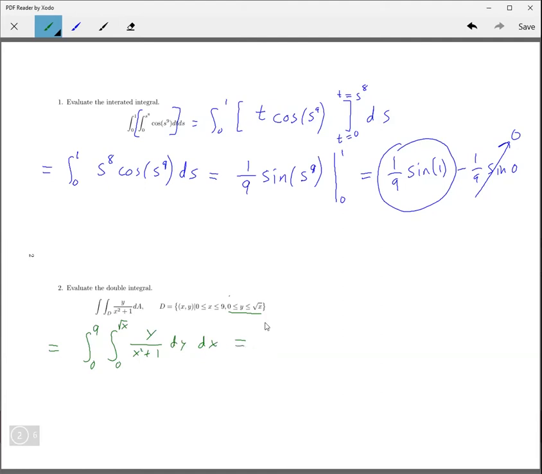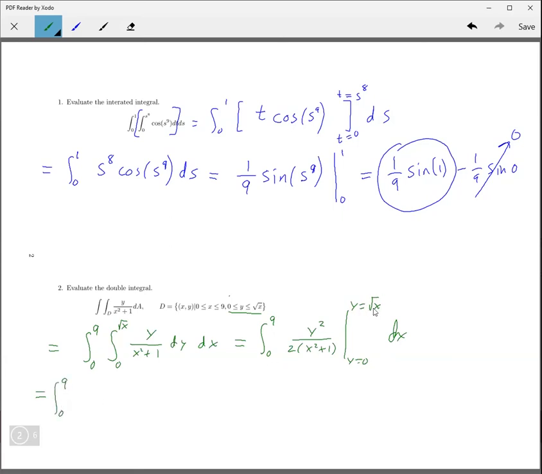Okay, so you're going to integrate with respect to y first, this whole thing. And that's just going to give you y squared over 2, right? Well, you'll have this extra plus 1 there still, right? And that's going to go from y equals 0 up to y equals the square root of x. And then you're going to integrate with respect to x later.